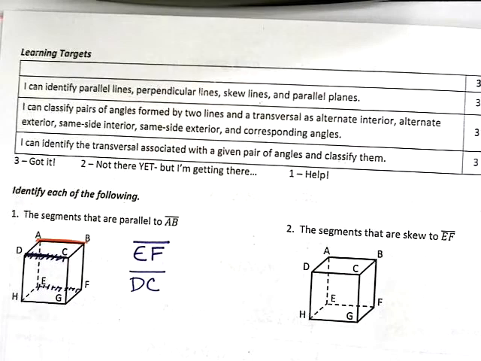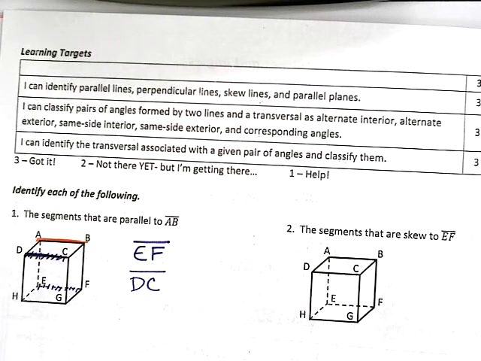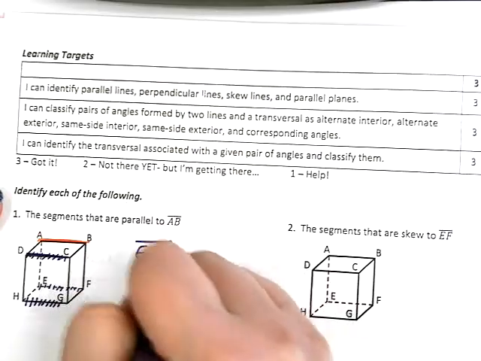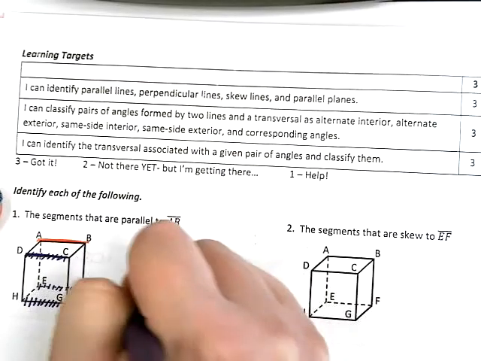And there is actually a third one. This one is probably the hardest one to see. However, HG is also parallel to segment AB.